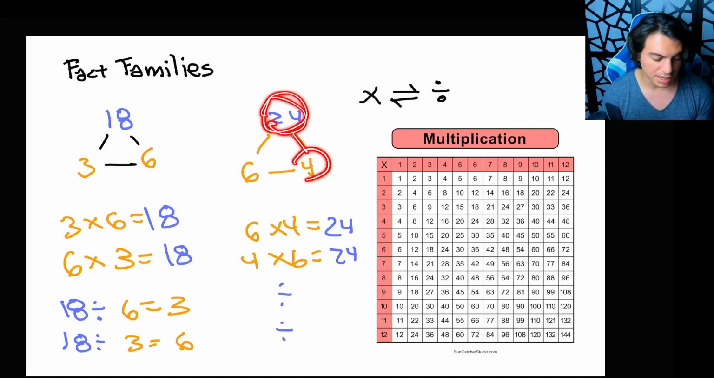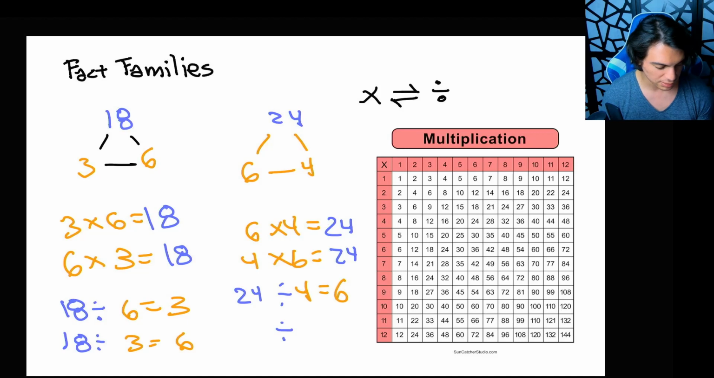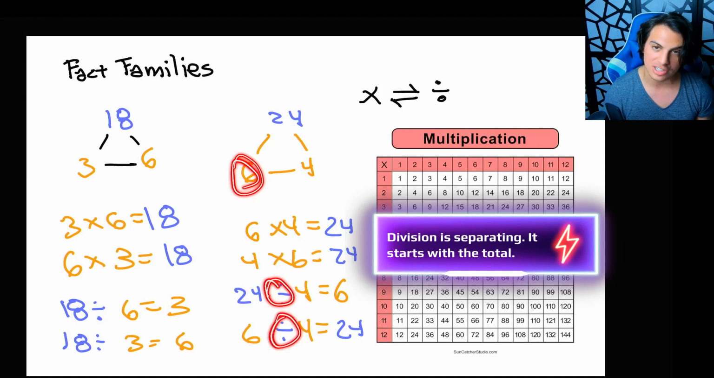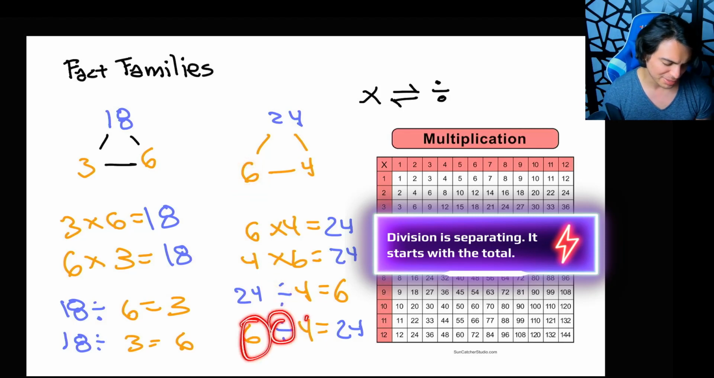24 divided by 4 equals 6. And then I could also do 6 divided by 4 equals 24. Wait a second. Can I actually do that? No, that doesn't work. Why doesn't it work? Well, because 6 isn't a total. It's not a multiple. I can't start with it if I'm doing division. That doesn't make any sense. 6 divided by 4 isn't 24.